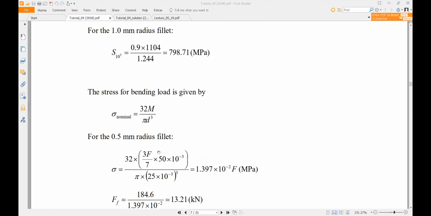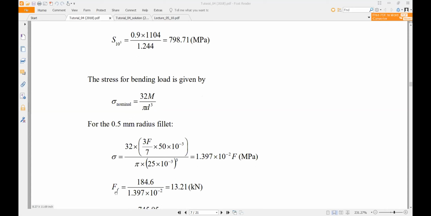So I'm not going to explain how to find out the bending moment, as you already know how to get the bending moment at this 0.5 millimeter radius pillar at that point. Use the dimensions and find out the stress with the load value, F. If this stress is equal to the 10⁶ cycle strength value, this load value we can call the fracture point load, that is the endurance limit load value.